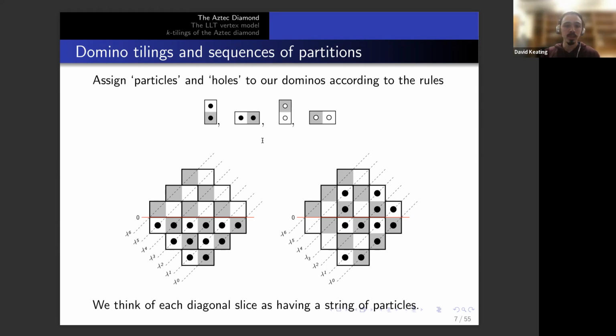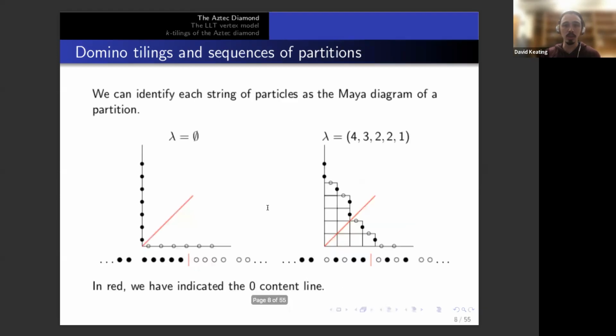So now, along every slice, we're going to think of it as having a string of particles. And this string of particles, we're going to think of as being the Maya diagram of some partition. So to remind you about what the Maya diagram of a partition is, you take a partition, say 4, 3, 2, 2, 1, drawn here in French notation. And on every vertical step in our drawing of the partition, we're going to assign a particle. And every horizontal step, we're going to assign a hole. And then we're going to just read the particles and holes from top to bottom.